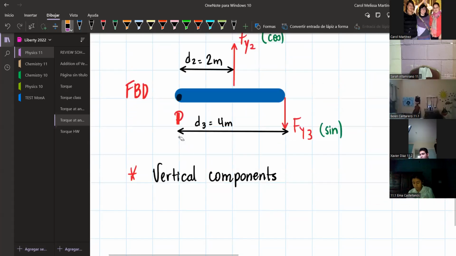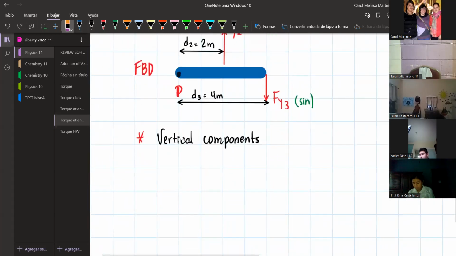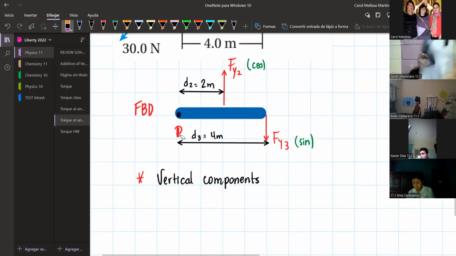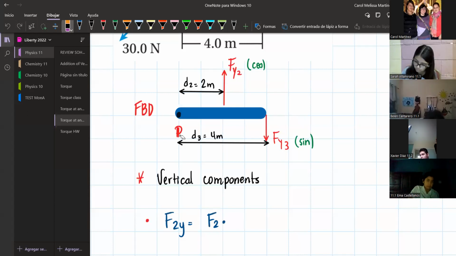So now we focus on getting the vertical components. As we did the analysis before, for F2y we're going to be using cosine, and for F3y we're going to be using sine, and we're going to use the values of each force. So let's focus on the first one, that is F2y. F2y is going to be equal to the hypotenuse, which is F2 times cosine of the angle. Why? Because it is a vertical angle.